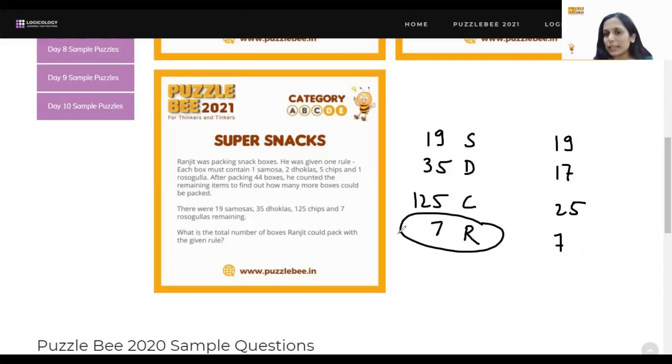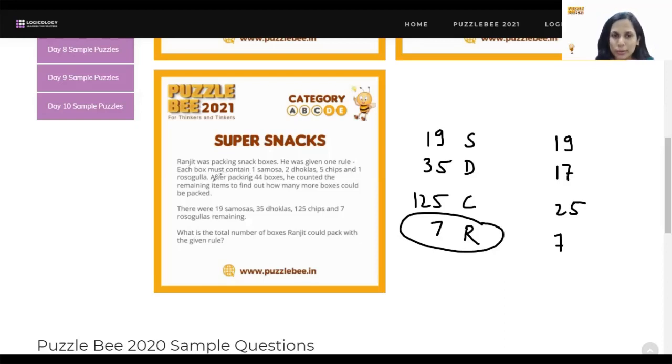Maybe the remaining boxes would have just these salty items, not the sweet ones. But the rule here was it needed to have all 4 items. So the maximum number of boxes that Ranjit could have packed was 7. Now, what was the question? What is the total number of boxes Ranjit could pack with the given rule? This was the only tricky part in this question, to be very honest.